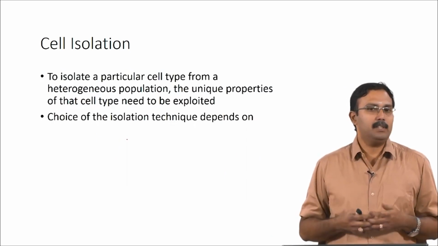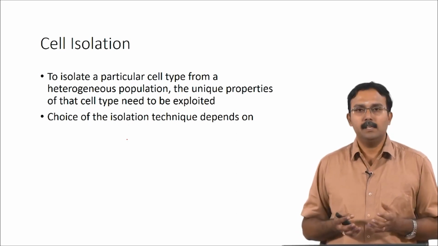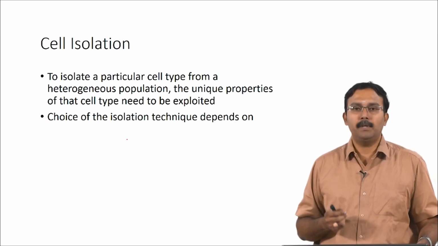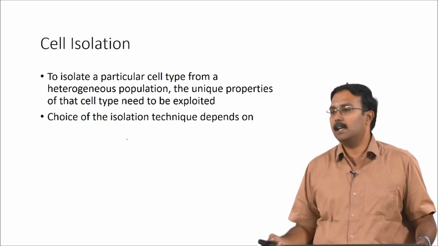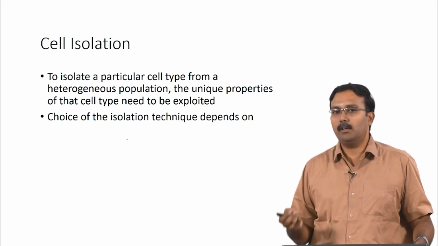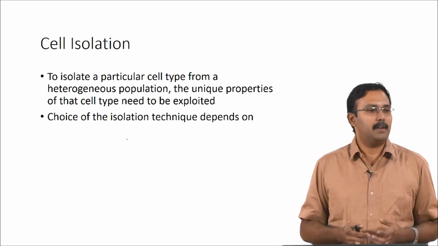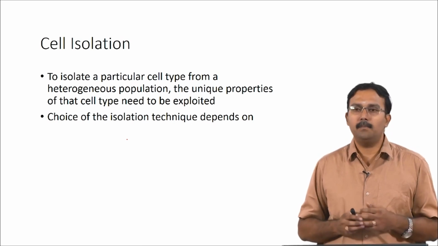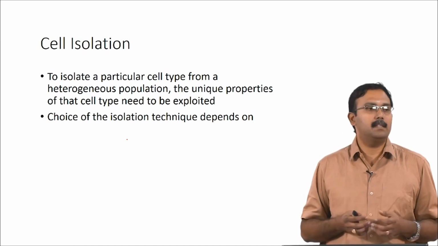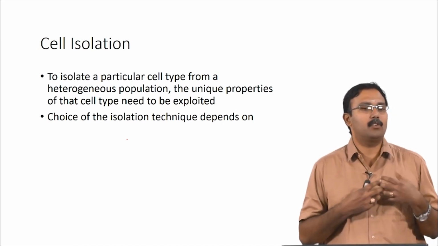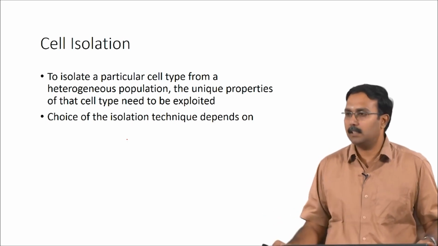So, when you are trying to isolate a cell type from a mixture of cells, you want to identify unique properties of that cell type, and try to exploit that. You want to identify something which is specific for that cell type. So, the choice of isolation technique will depend on the cell type itself then. So, what do you think are the parameters that will actually govern the choice of isolation technique? What do you think will affect how the cell isolation is done?